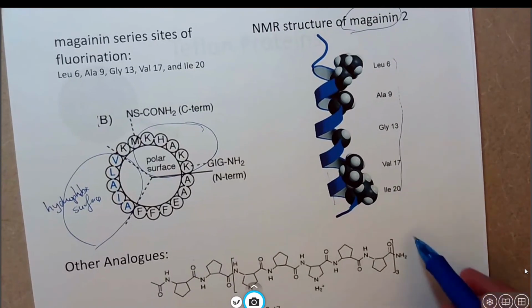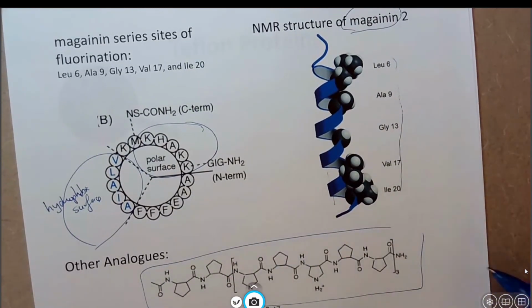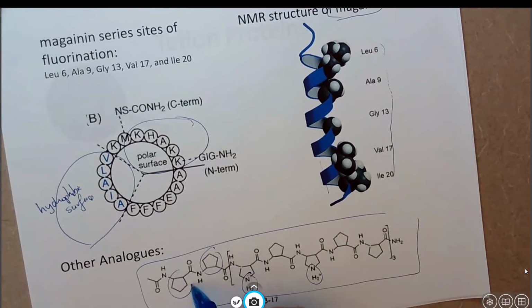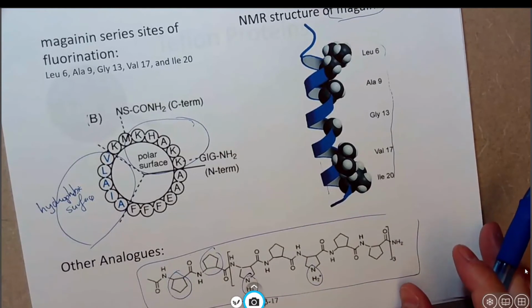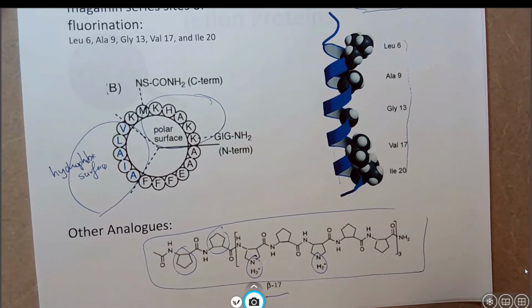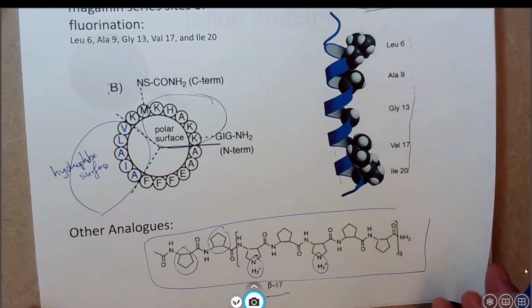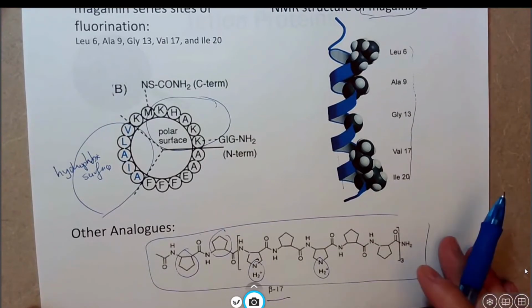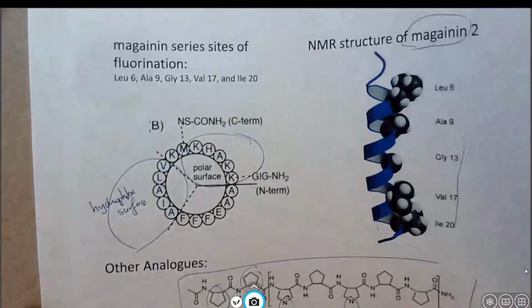What I'm showing you down here is an unnatural structure, but you have these positively charged cyclic amino groups interspersed with these hydrophobic cyclopentane-type rings. So this would be an interesting candidate based on a beta amino acid. It's called beta 17. Another way to potentially increase the stability and the structure of this is to use something called fluorinated amino acids. I'll come back to the slide in a second.